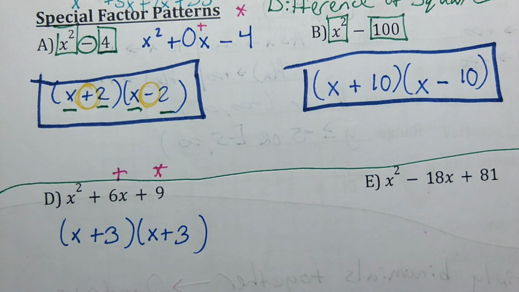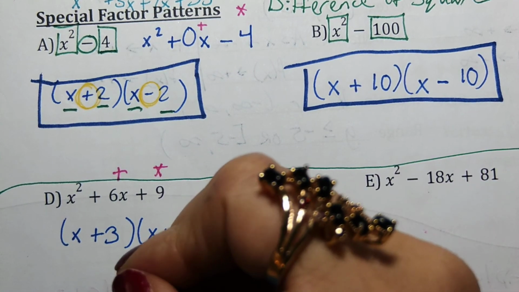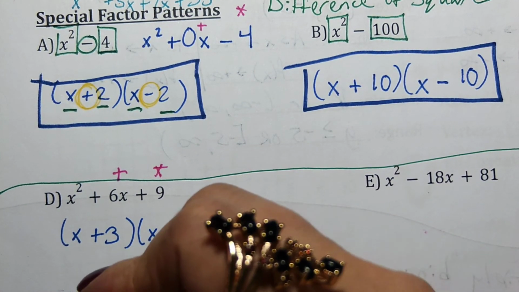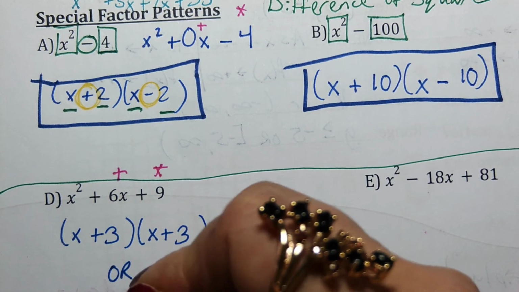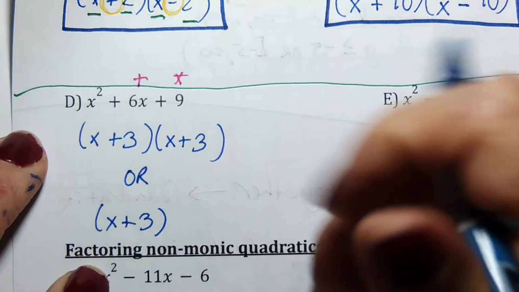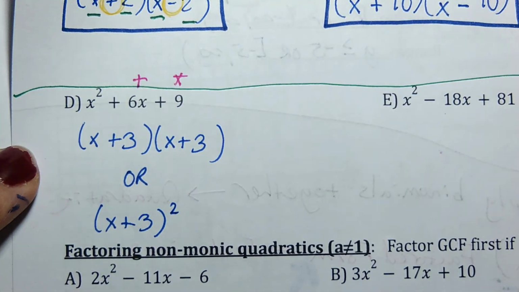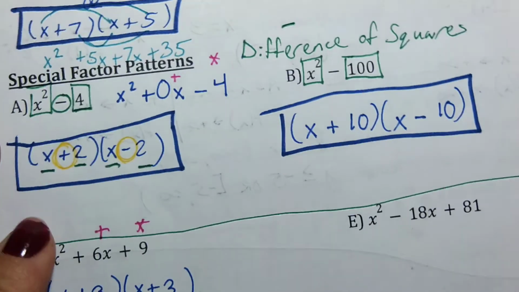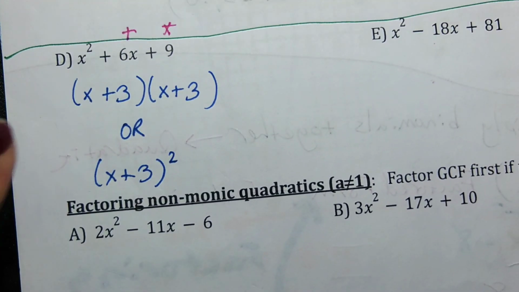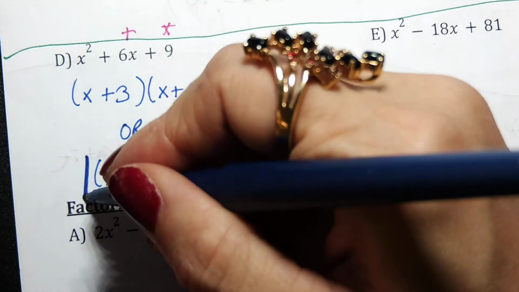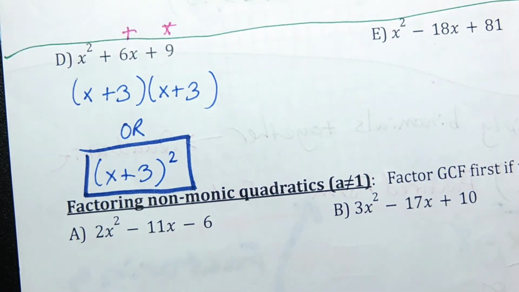So we can either write it as x plus 3 times x plus 3, or we can write it in that condensed form that says x plus 3 times itself, or x plus 3 squared. I like the condensed form because it's less work.